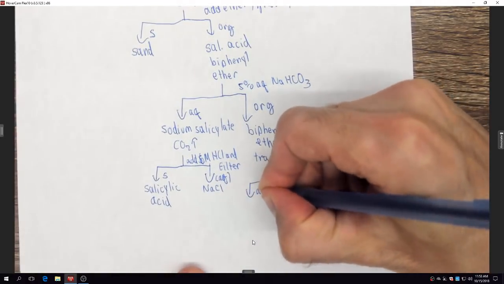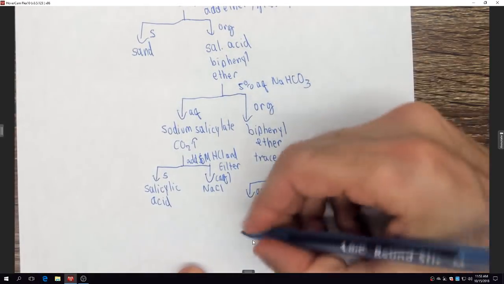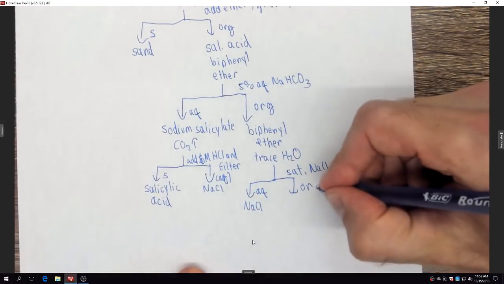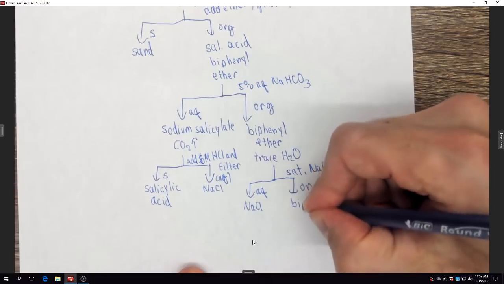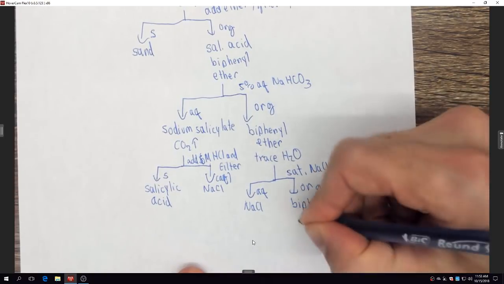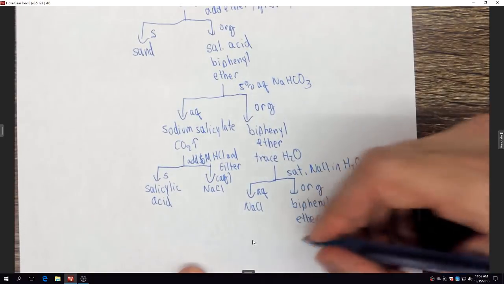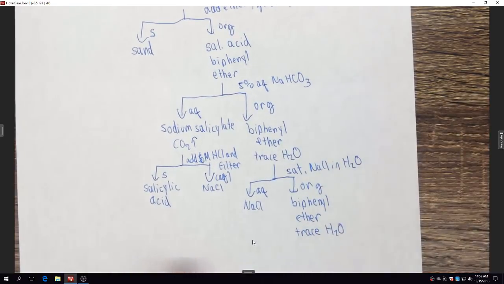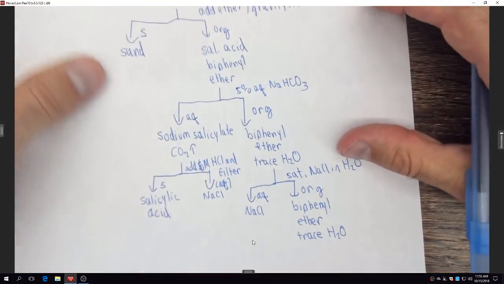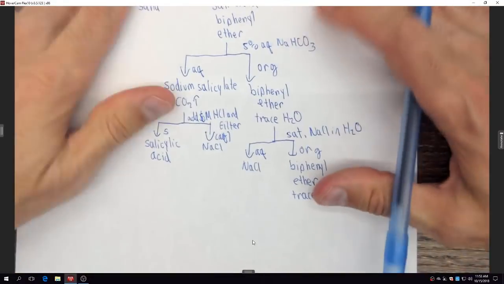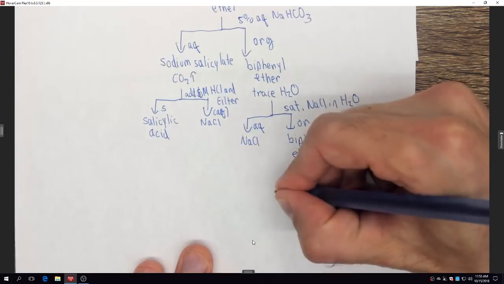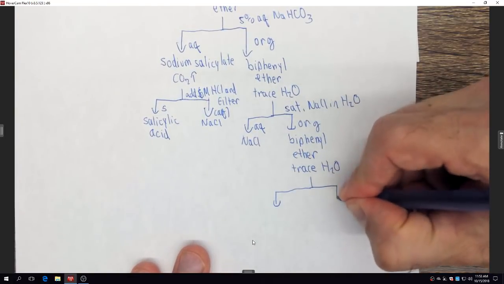So we get an aqueous and an organic layer, and in the aqueous, we get NaCl and water. And in the organic, we get biphenyl, ether, and even less traces of water. I don't know how you can indicate that. I'm just going to write it as trace water again. All right, I'm just going to fold the paper so it'll fit on the screen. So we get even less traces of water. How do we get rid of those even more trace amounts of water?